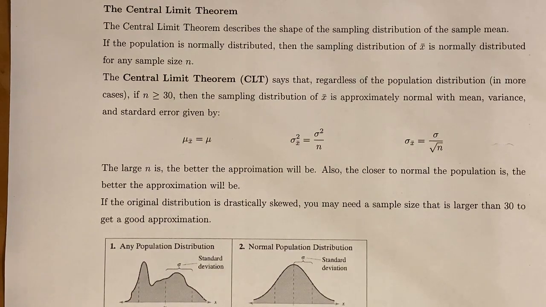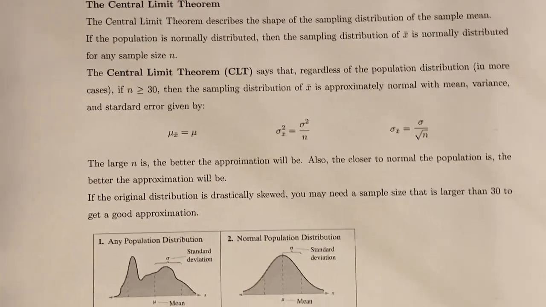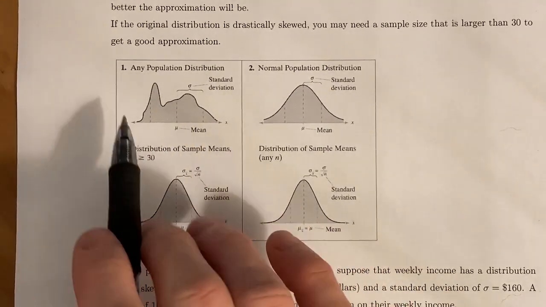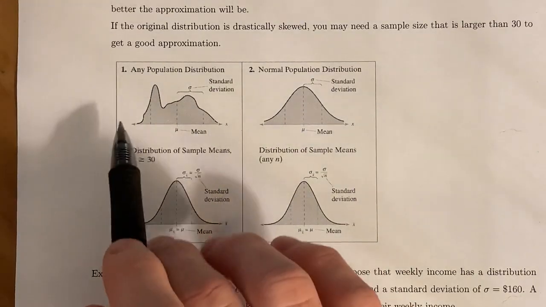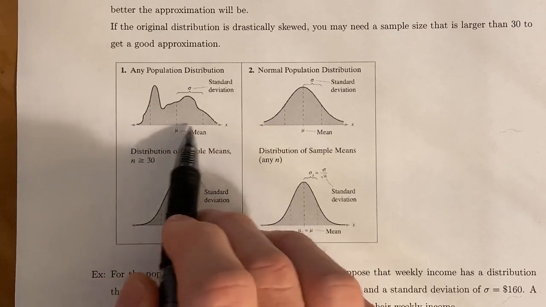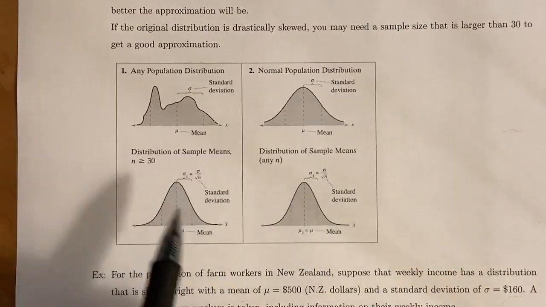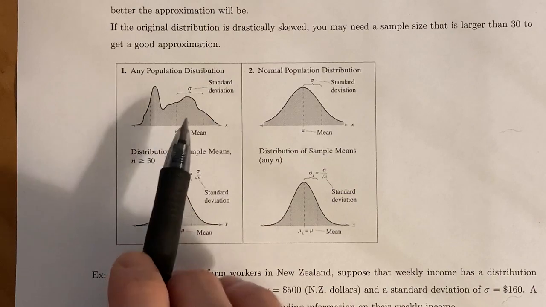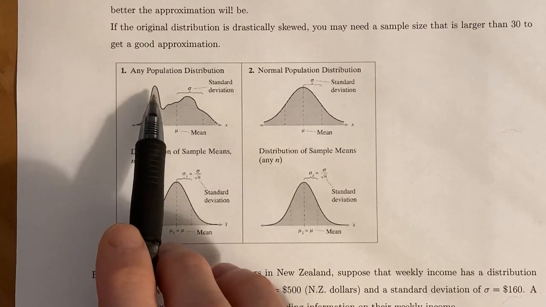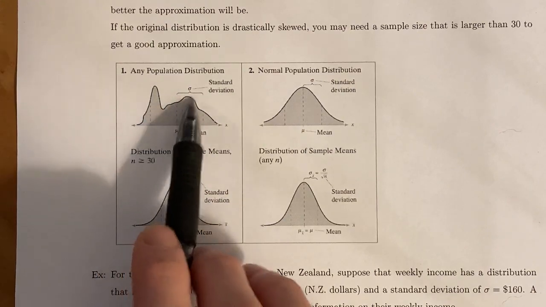If the original distribution is drastically skewed, you may have to take a sample size that is much larger than 30 to get a good approximation. But here's essentially what the central limit theorem does. Let's say that we have any population distribution. It just has this random curve. Remember, that's a population distribution, so the area under this curve should equal 1. And here's our mean. Our standard deviation sigma is this far apart. This is bimodal. It has two different bumps here.